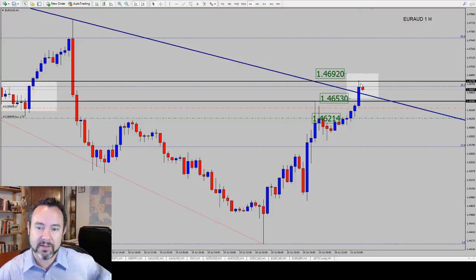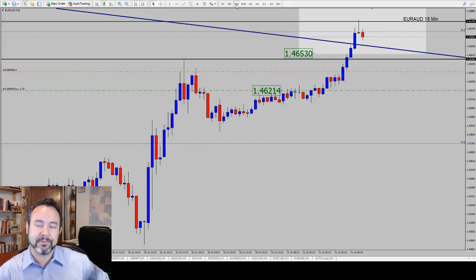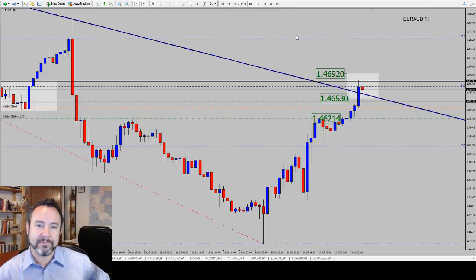So this gray box is the area of indecision. And the gray box here is a total of about 40 pips, so it's got some room to play in there. We'll see how she bounces around.